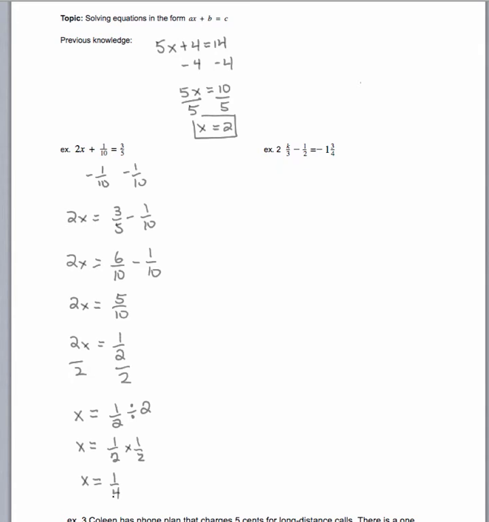Now, again, we can always use these to check our answer. So if I know x is 1/4, then it's going to be 2 times 1/4 plus 1/10. This is going to be 1/2 plus 1/10, and when we add that up, this will be 5/10 plus 1/10, which then is 3/5, which matches our answer.